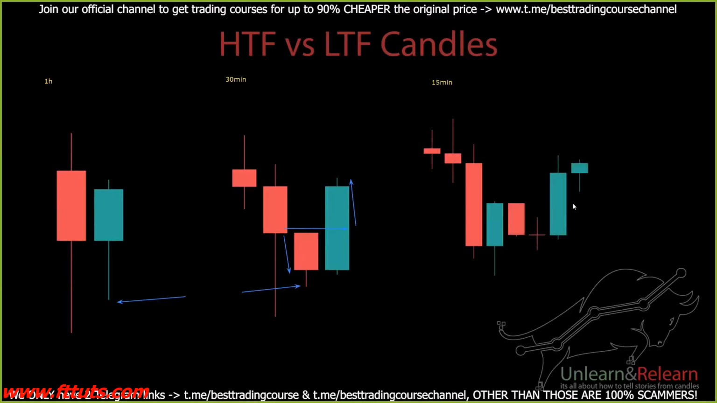If you look on the 15-minute, the 15-minute was just a mess, right? So this is a great exercise to break down the small time frames into higher time frames and notice how you're going to anticipate different moves to happen.